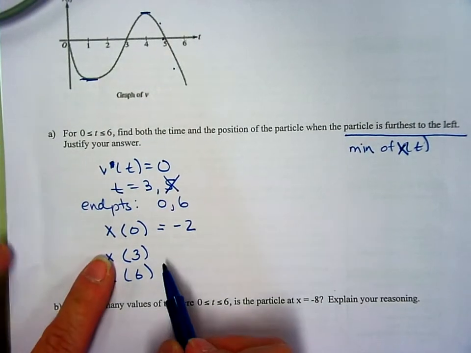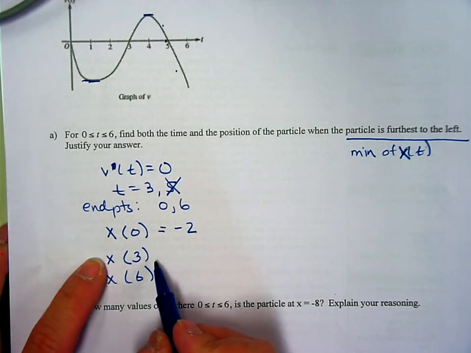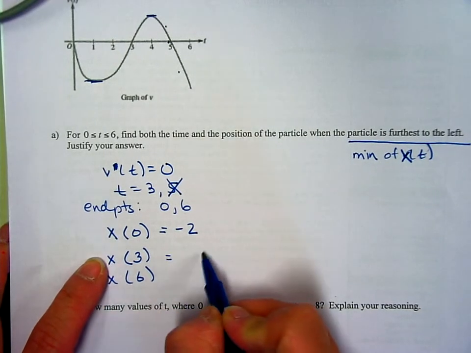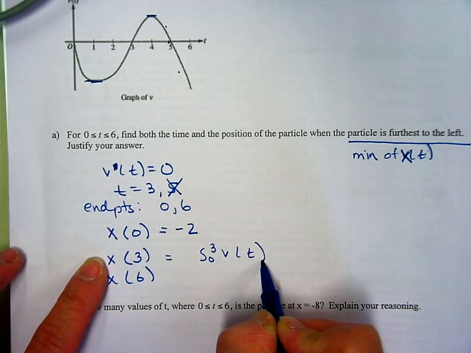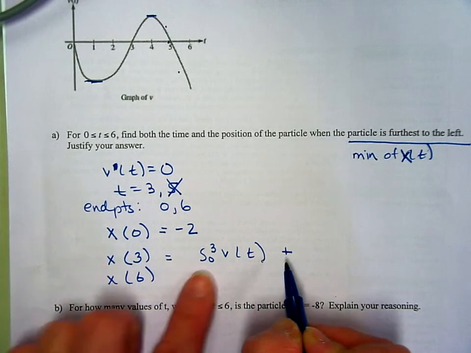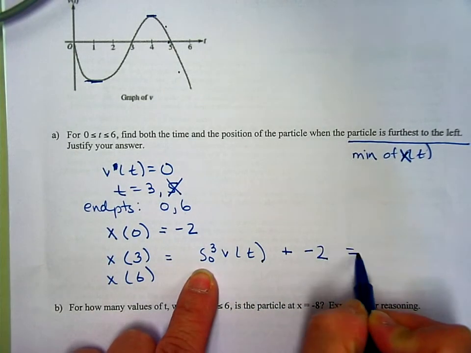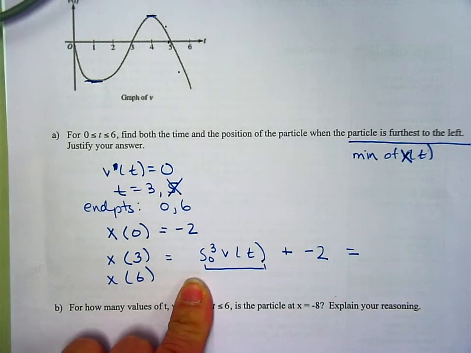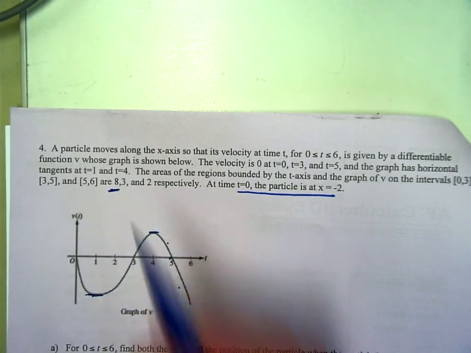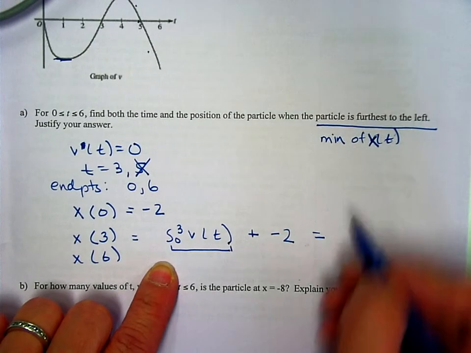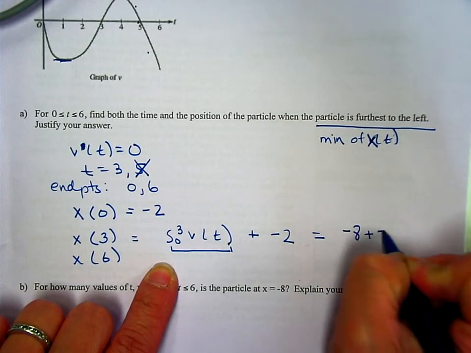X of 3, how do I find the position at 3? I need to integrate the velocity from 0 to 3, but remember we talked about you need to add on the initial condition, which is -2. They told you the area is 8, but because the graph is below the x-axis, the integral is -8, so this is really -8 plus -2, which is -10.